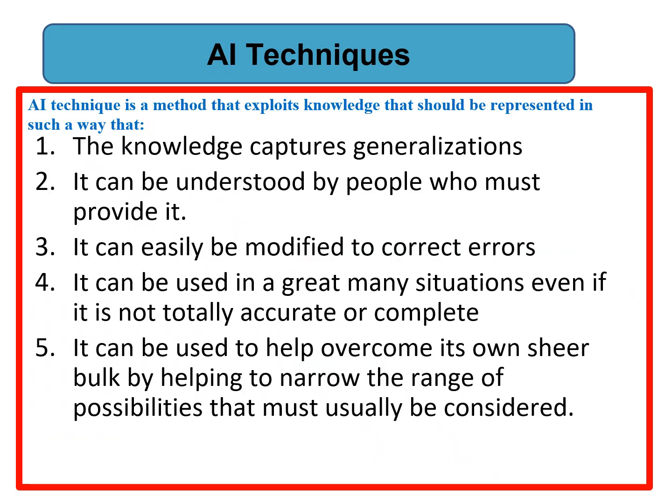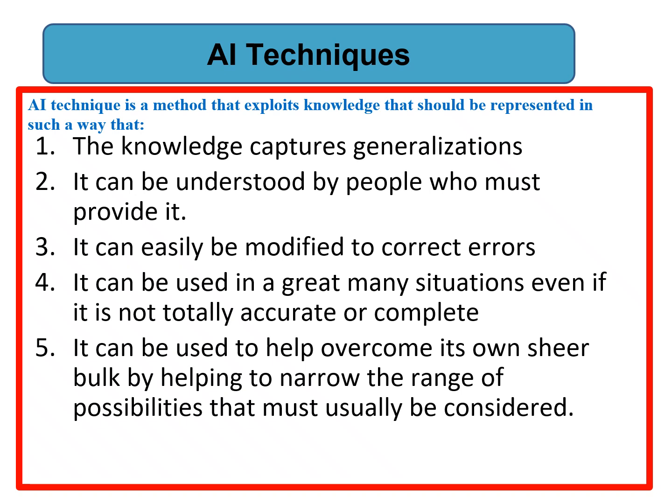Here are some of the important methods that exploit the knowledge that can be represented in AI techniques. The first is that knowledge captures generalization. Knowledge should represent general rules rather than storing every individual fact separately. For example, instead of storing sparrow can fly, pigeon can fly, parrot can also fly, the general rule will be most birds can fly. This saves memory and makes the reasoning faster.